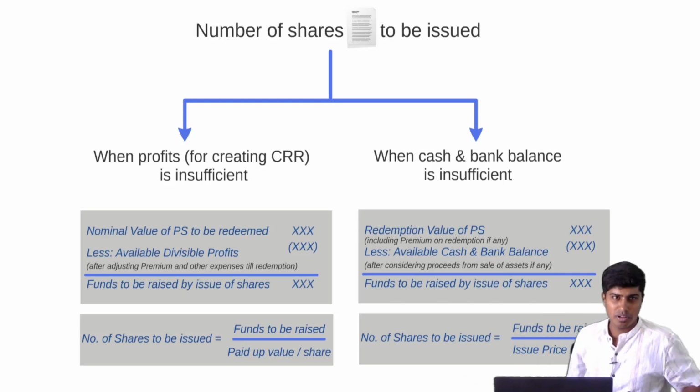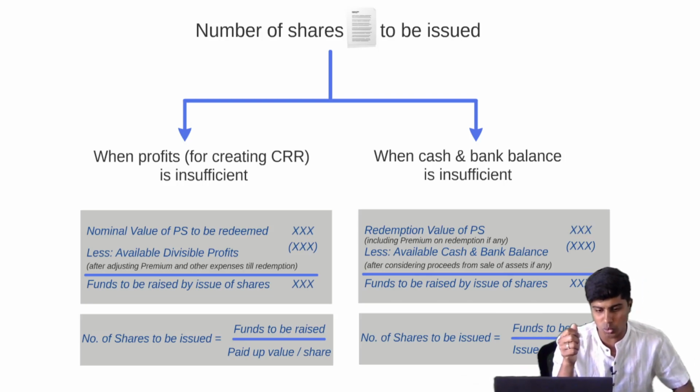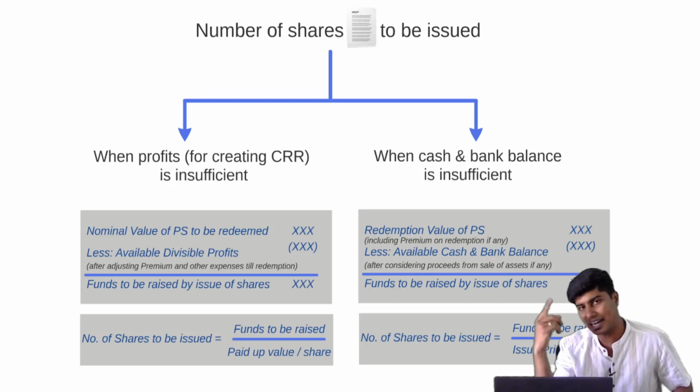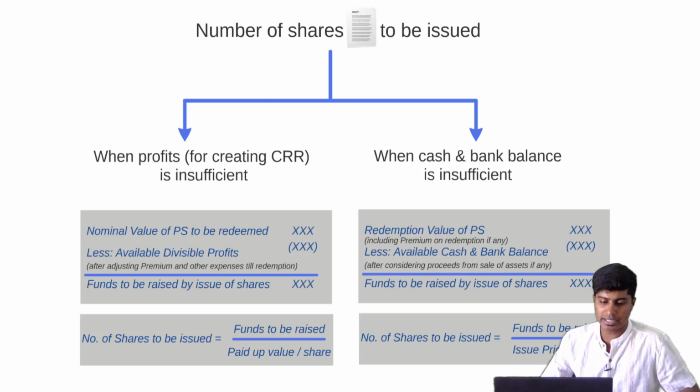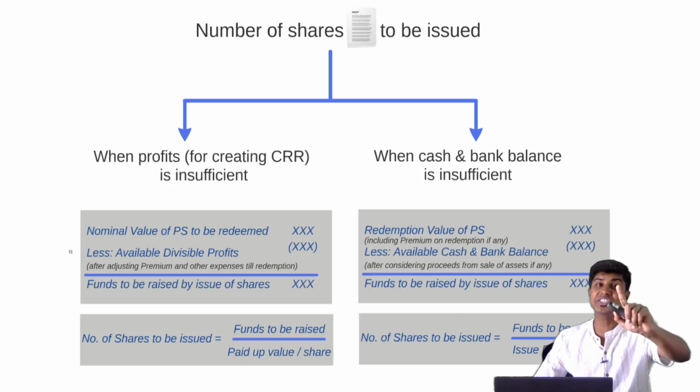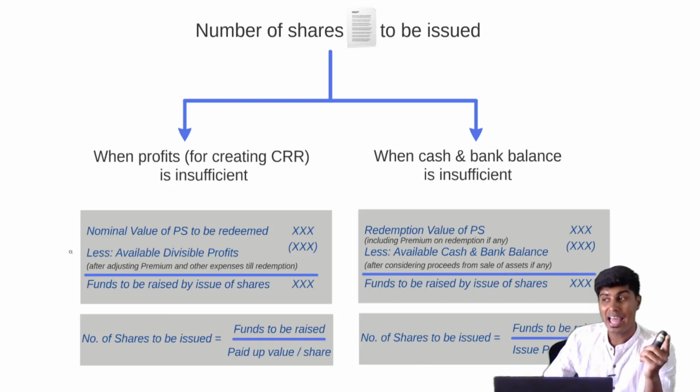Now let's go forward. All that I'm left with is to tell one simple point with regard to divisible profits and cash, and then I'll tell you the accounting entries. When we talk about divisible profits, what we're deducting in the less part should be after adjusting the premium on redemption of preference shares, and if there is any loss on sale of investment or anything, adjust all of that and then take this.